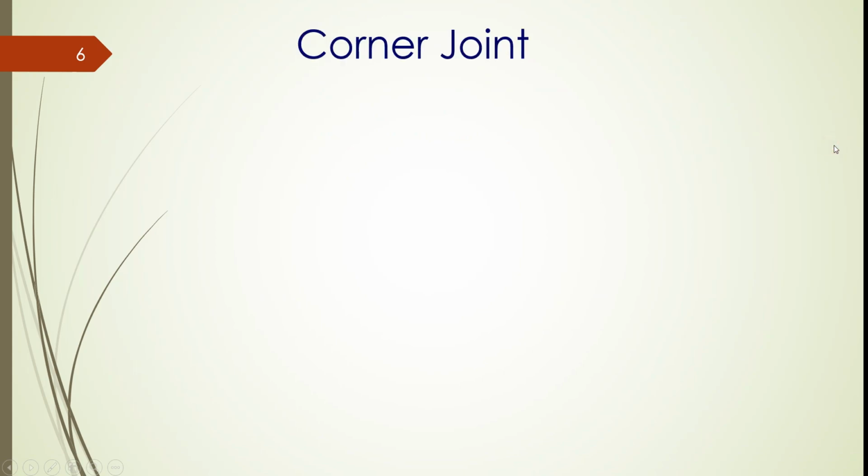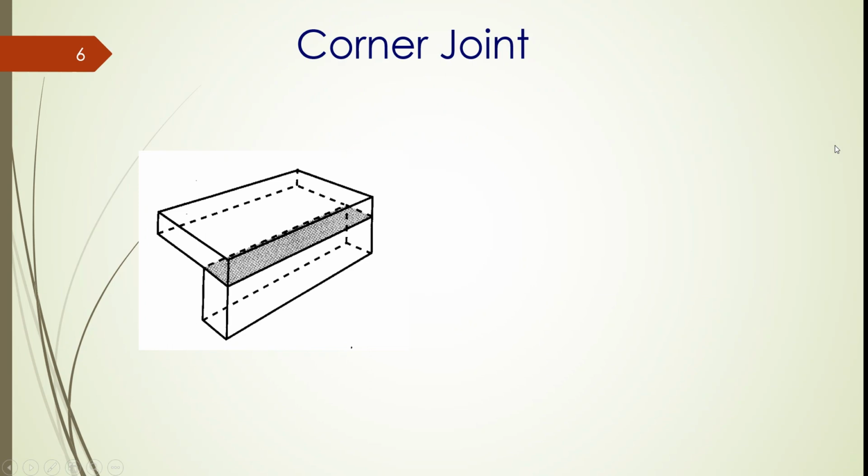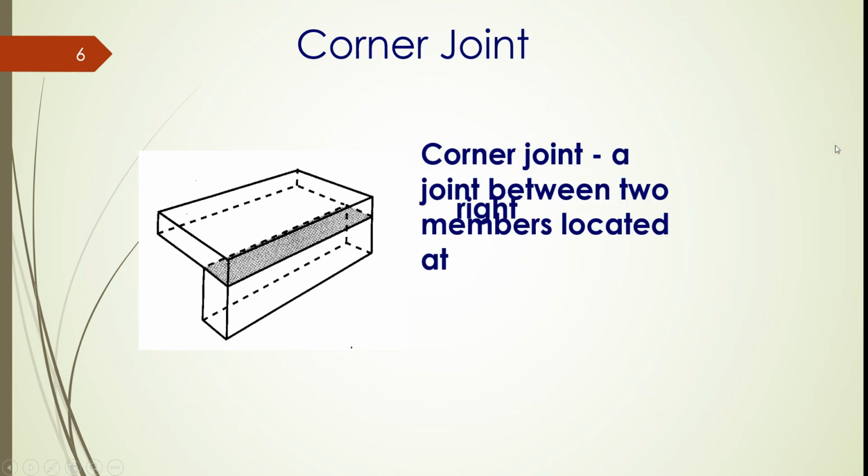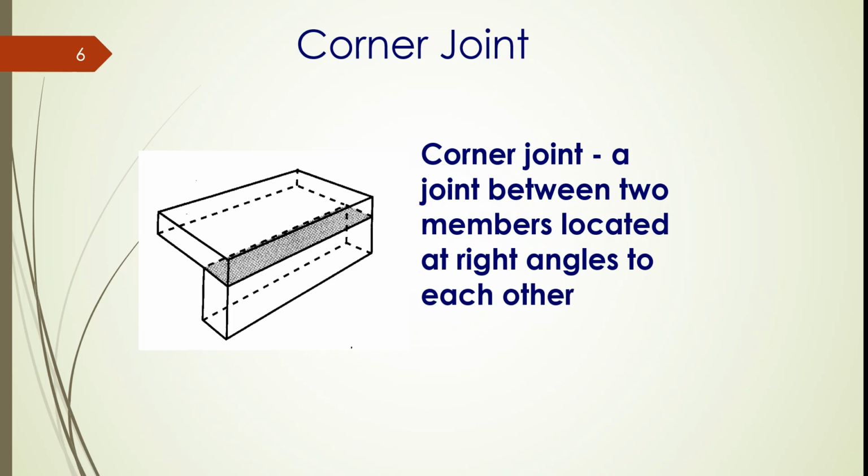And next is the corner joint. So corner joint, a joint between two members which is located at right angles to each other. So that is the corner joint.